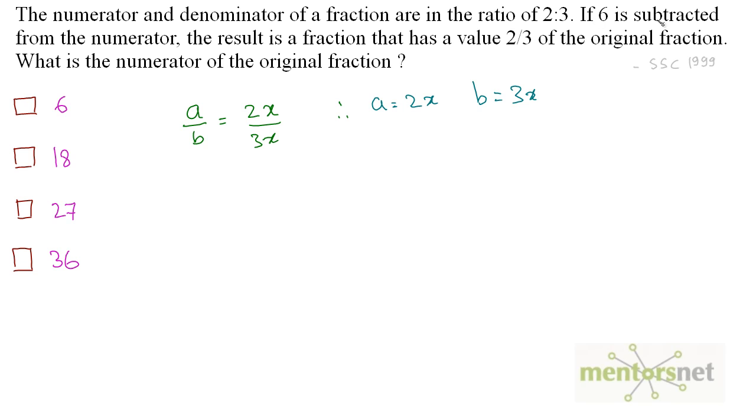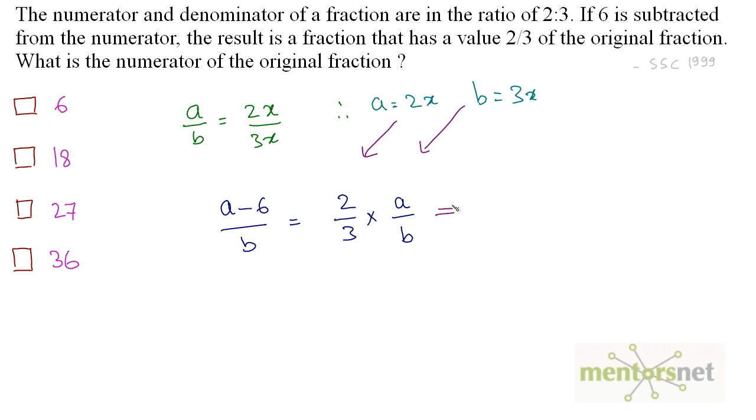If 6 is subtracted from the numerator, so we have a minus 6, then the result is a fraction that has a value 2/3 of the original fraction. So a minus 6 by b is equal to 2/3 of the original fraction. So 2 by 3 of a by b. So 2 by 3 times a by b. Now put the values of a and b in this equation and get the value of x.